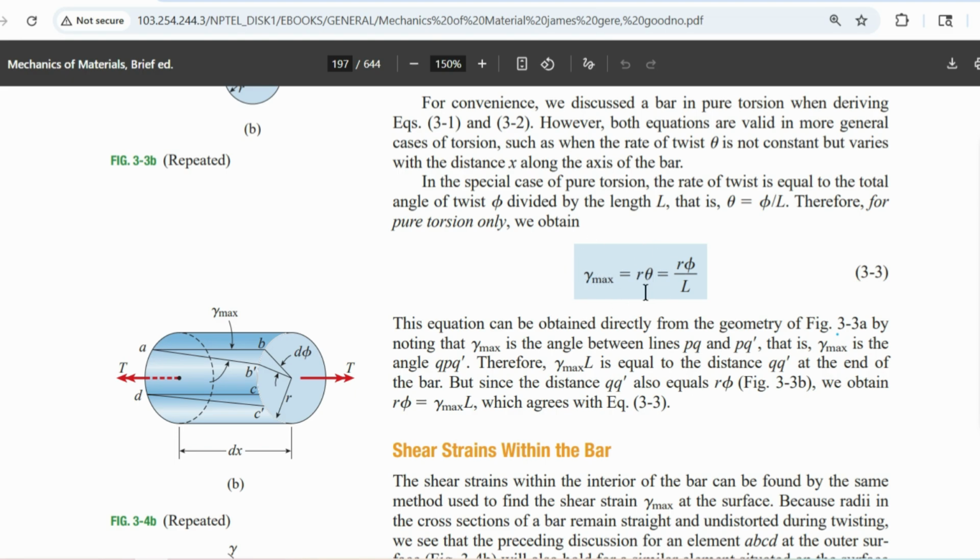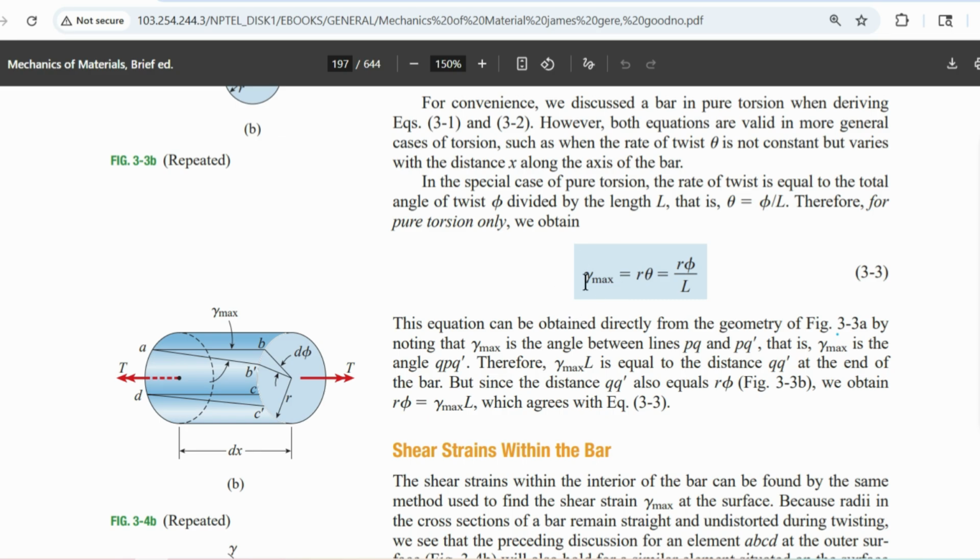I totally forgot about this equation. Let's do that. So we have this angle and this length, so gamma max times dx is equal to this angle times this length. So we're going to get this to the other side. That's d phi dx, which is the twist rate times the radius. So I can see that.